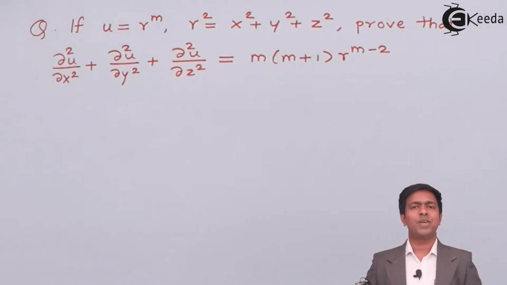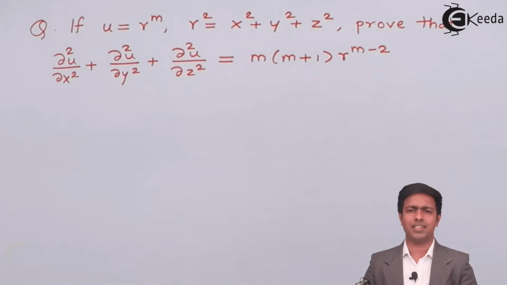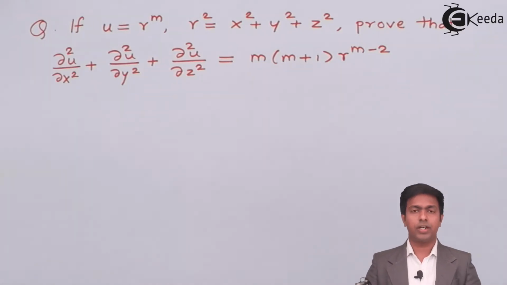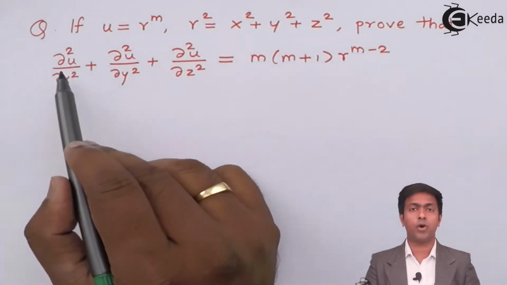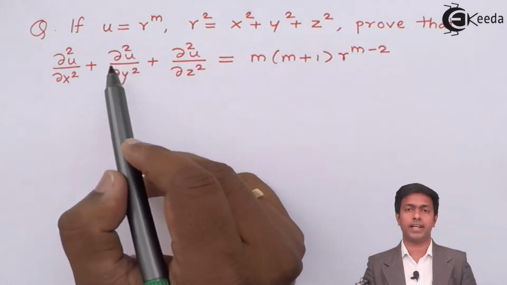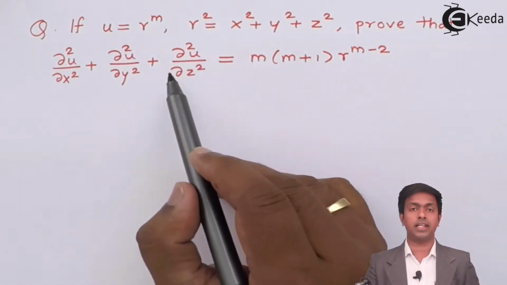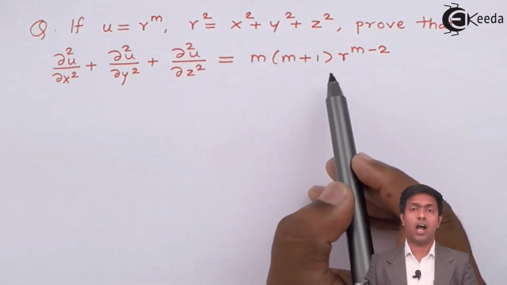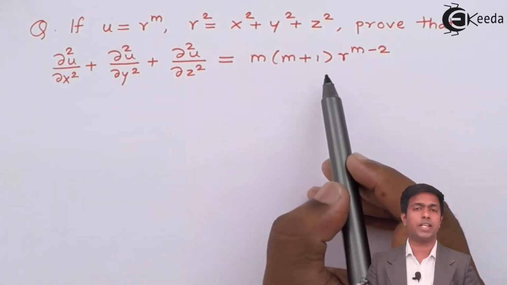So here we have u equal to r raised to m, and also the value of r square is given as x square plus y square plus z square, and we have to prove that del square u upon del x square plus del square u by del y square plus del square u by del z square is equal to m into m plus 1 into r raised to m minus 2.